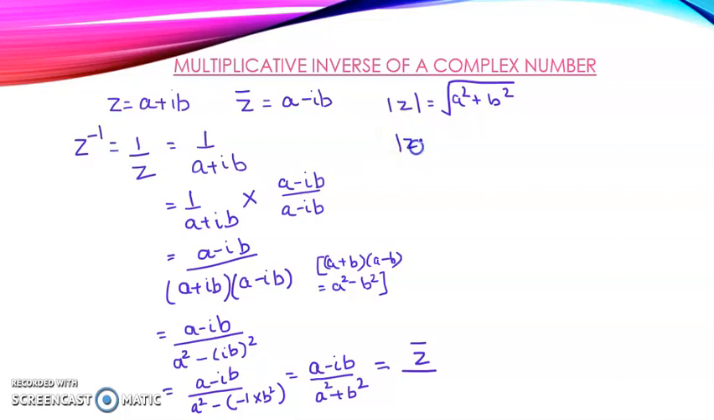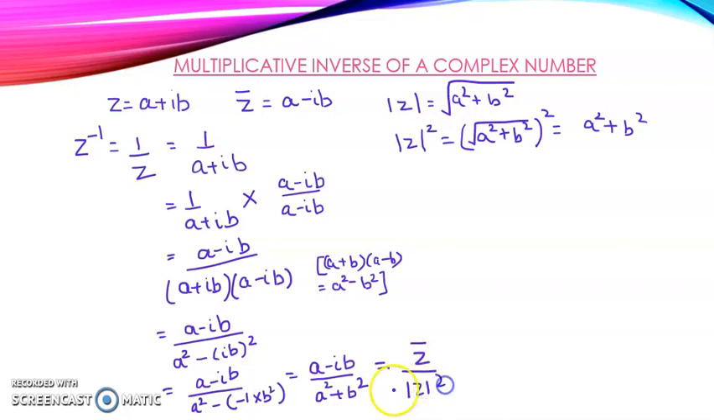Now if I take mod z whole square, so mod z whole square will be what? Square root of a square plus b square, okay. So I am taking square on both sides, so the square root will vanish now. So we will get a square plus b square. So I can write here modulus z whole square is a square plus b square. So 1 upon z is equal to conjugate of z upon modulus z whole square.